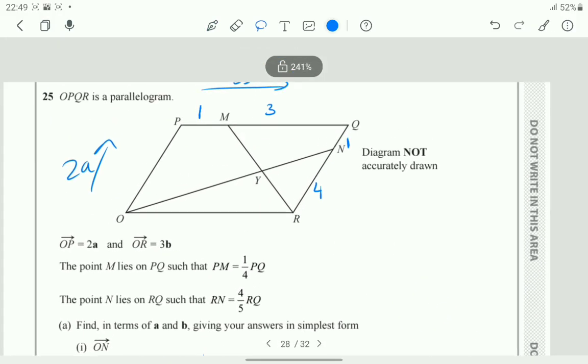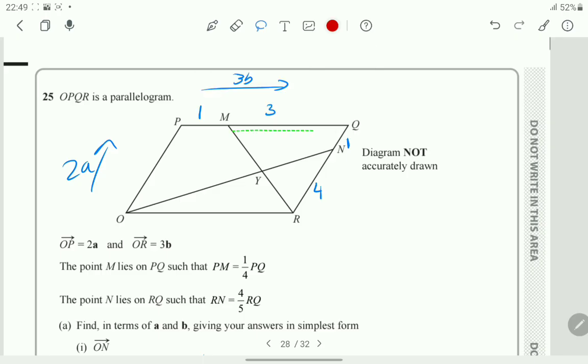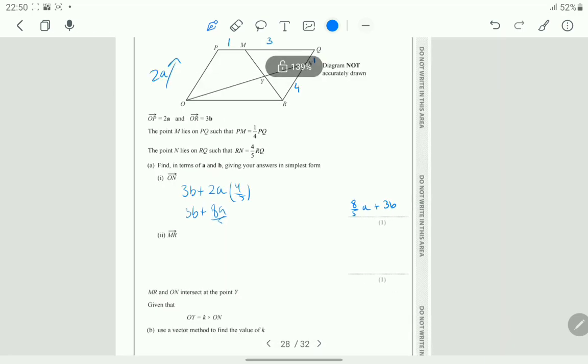In this question we need to find MR. In order to find MR, I need to go here and then here. This is 3 by 4 times 3b, and this is a full 2a, but it's down, so it will be negative 2a. So minus 2a and plus 3 by 4 times 3b, so it would be minus 2a plus 9 by 4 b.